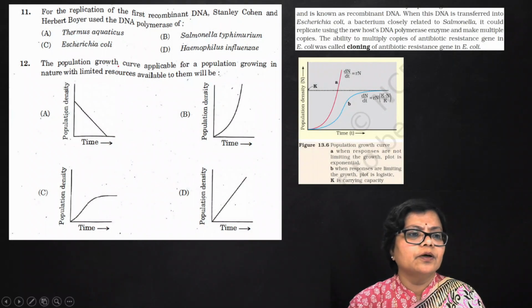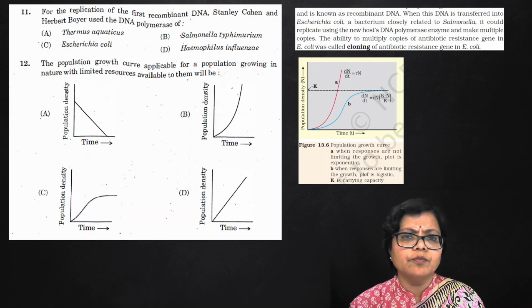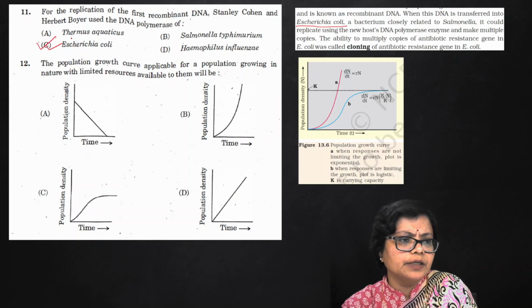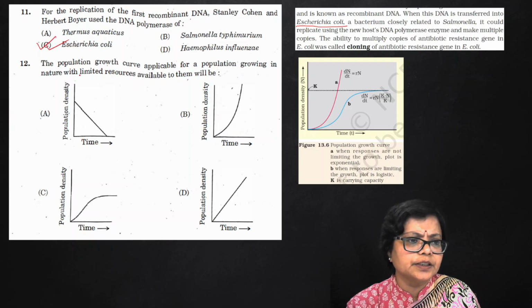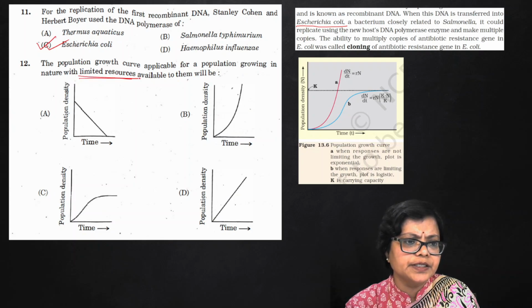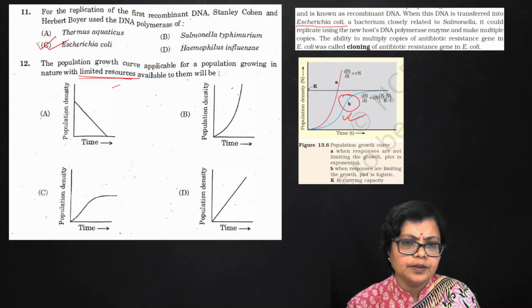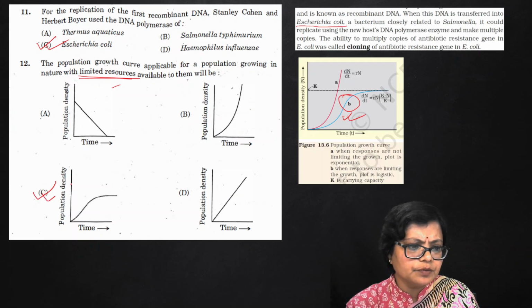Now the next one. For the replication of the first recombinant DNA, Stanley Cohen and Boyer used the DNA polymerase. From which one? That is from E. coli. From the book, this line has been given. That is E. coli, option C. Population growth curve applicable for a population growing in nature with limited resources available to them. Limited resources means this will be the graph. Okay, for the limited resources. So the correct option will be C.